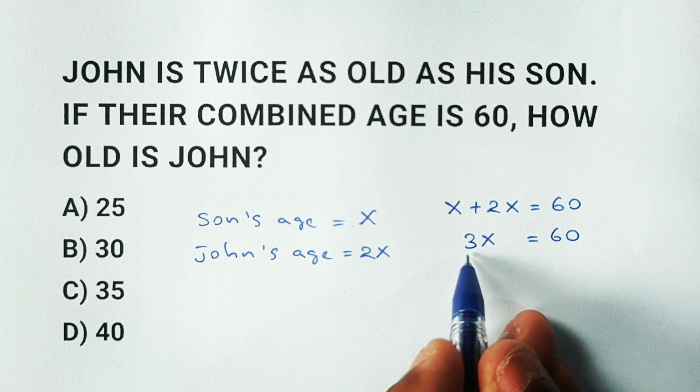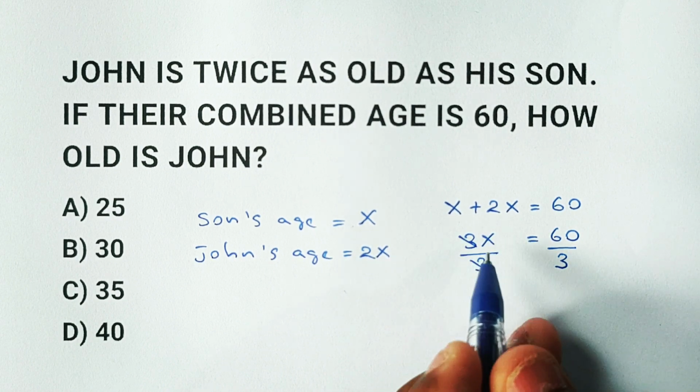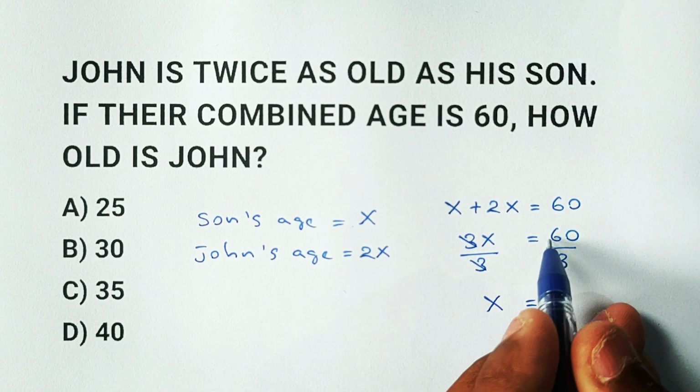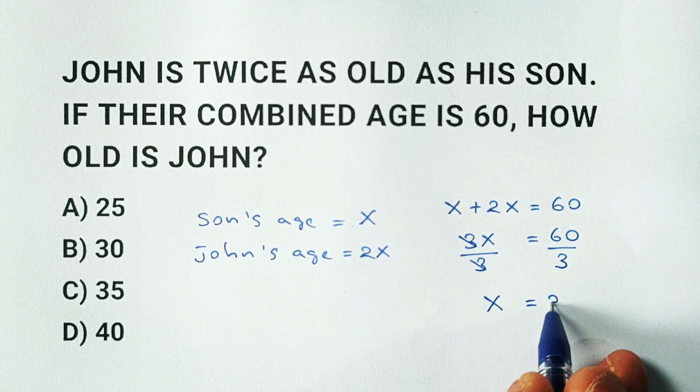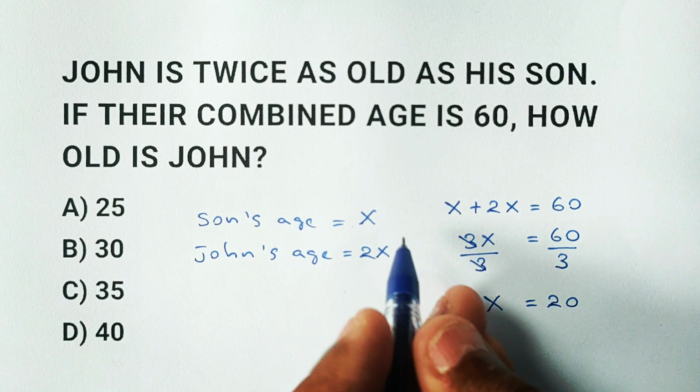To solve for x, we divide both sides by 3. This means the 3 cancels out on the left side, leaving us with just x. On the right side, we have 60 divided by 3, which gives us x equals 20. That means the son is 20 years old.